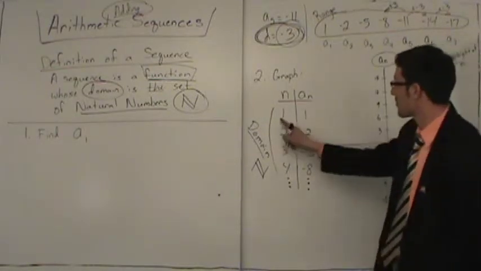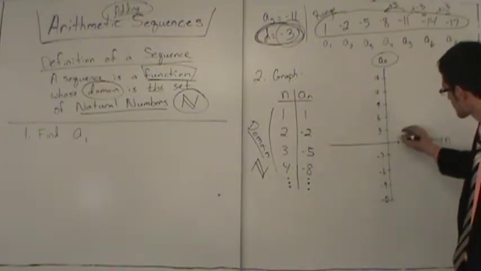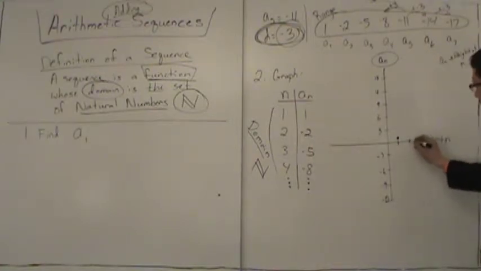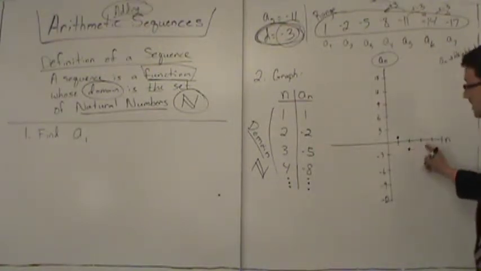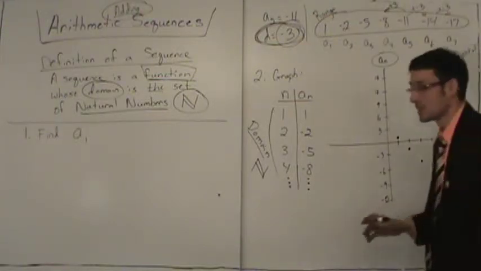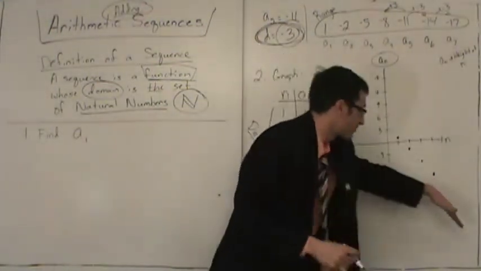And let's go ahead and graph our points. So we have the point 1, 1. Okay, point 1, 1 is here. The point 2, -2. The point 3, -5. And the point 4, -8. Okay. Question. Do our points form a line?